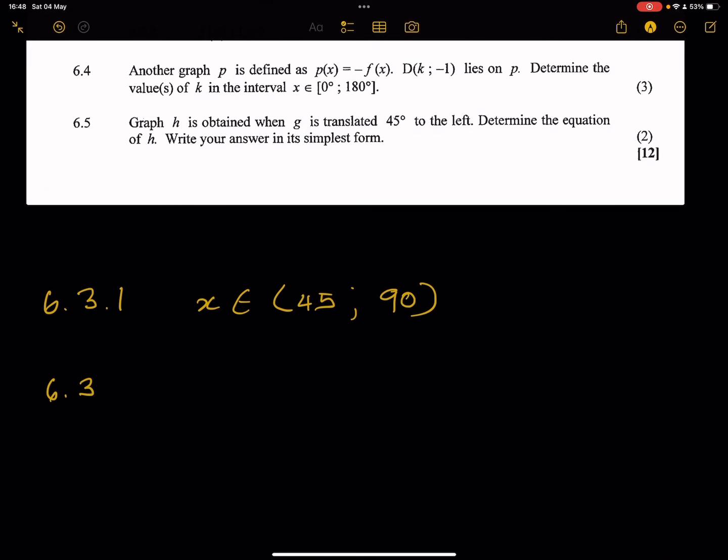For 6.3.1, by the way, you could have written this as x less than 90 and greater than 45. Okay, and then we've got 6.3.2.